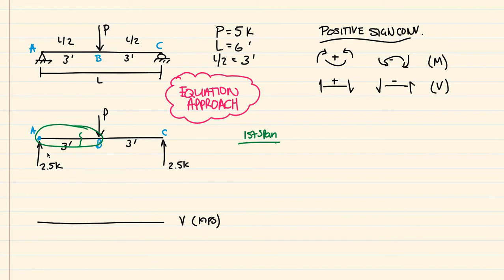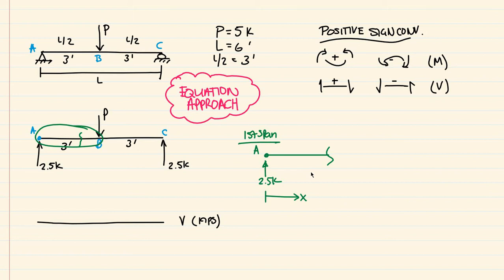It doesn't really matter where, so long as that cut is between point A and point B, in between the span. If I draw that diagram here, I have point A here. I have this reaction of 2.5 kips, and then I have this cut somewhere along span AB. And so I'm going to say the datum is here at point A, and any point along this span between A and B is just a distance x from A.